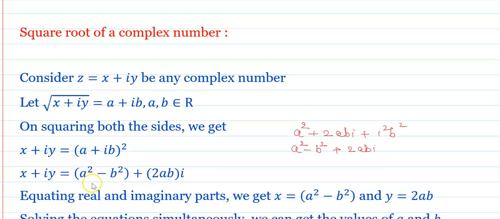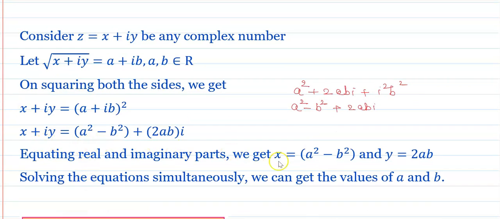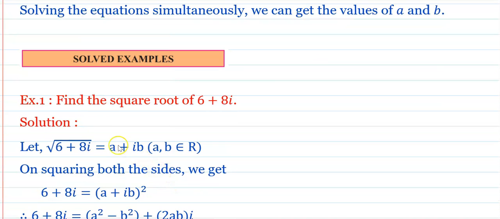Now equating the real and imaginary part. Okay, मग x ची व्हॅल्यू काय येणार? x is equals to a square minus b square, and y is equals to, इथे i get cancelled, then you will get y is equals to 2ab. Solving this simultaneously, we get the values of a and b. Okay, now the solved examples.